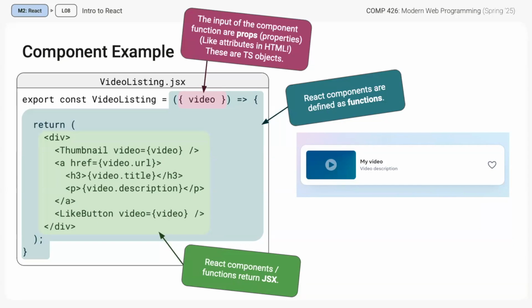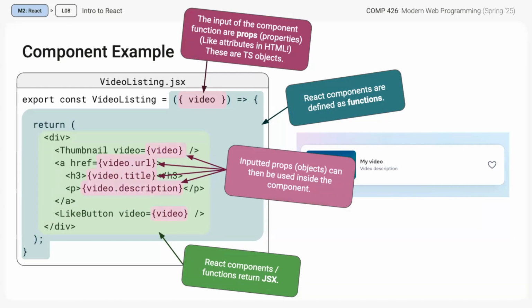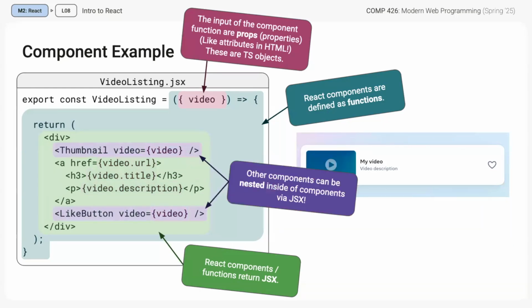And the cool thing here now is that I could use this inputted object directly inside of my JSX. So for example, I can take the video's title and put it inside of my heading. I can take the video description and put it directly inside of a paragraph. I can even, and I'll show this too, I think it's the next one.